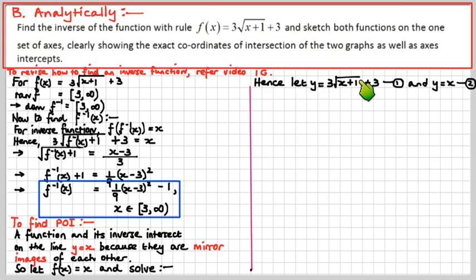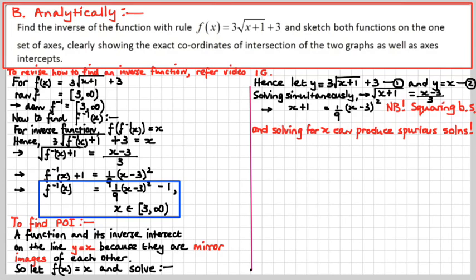So we're saying we're going to let y = 3√(x + 1) + 3, that's equation 1, and we're also going to let y = x, and that's equation 2. So we let the y's be equal, and then we equate the two right-hand side expressions. Can you see that we're going to have to square both sides to get x sorted out there? When you do that, I've just done that, I've got an NB there.